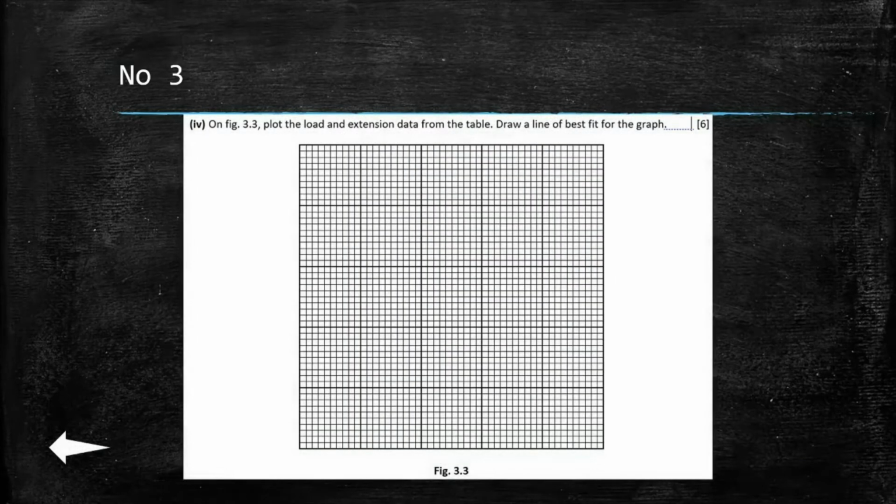First, we have to label the x and the y axis. You can choose which one to be the x-axis and which one to be the y-axis. In this drawing, I will show you how to do both. In the first drawing, the x-axis is the load, while the y-axis is the extension. Don't forget to put units on the labels. The extension unit is millimeter, the load unit is Newton.